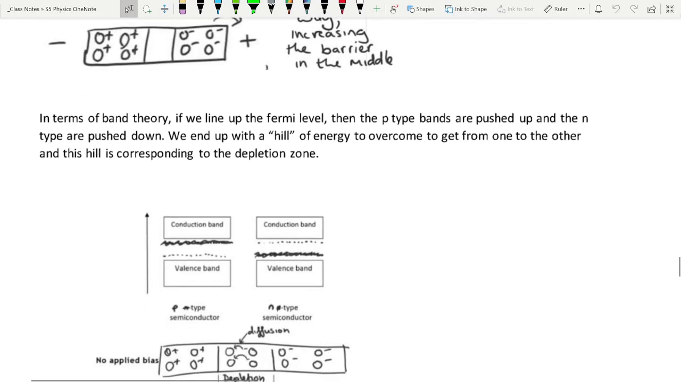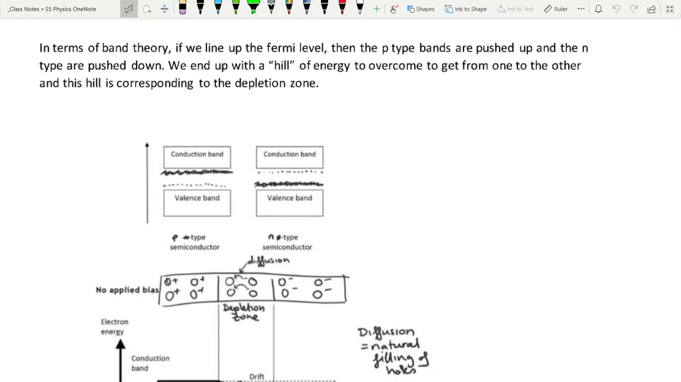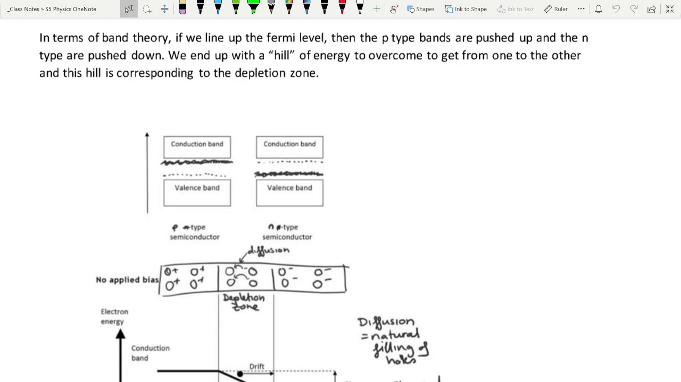So this next diagram looks a lot more complicated than it actually is. So in terms of band theory, if we line up the Fermi levels, remember that was the average energy of electrons, in the P-type and N-type bands. So look at these dots. Okay, we've got a P-type semiconductor here, we've got an N-type semiconductor here. If we line up these dots, basically this whole thing gets moved down. So the dots will line up.